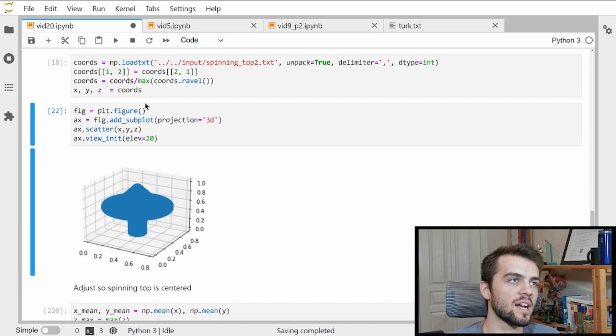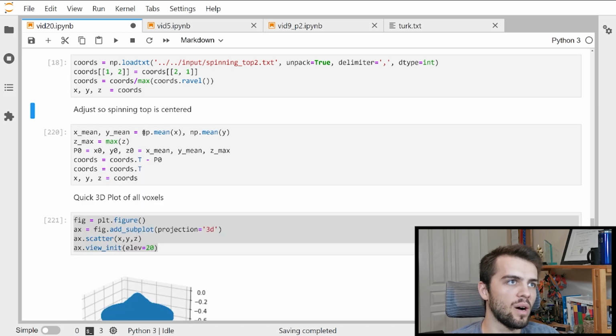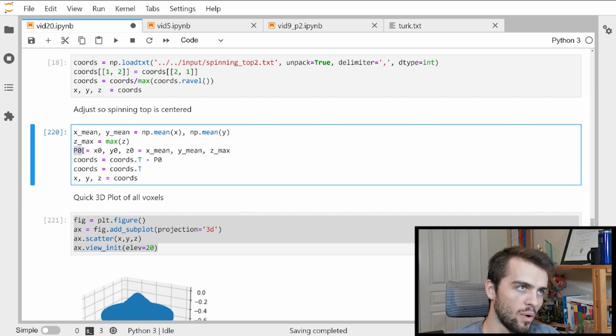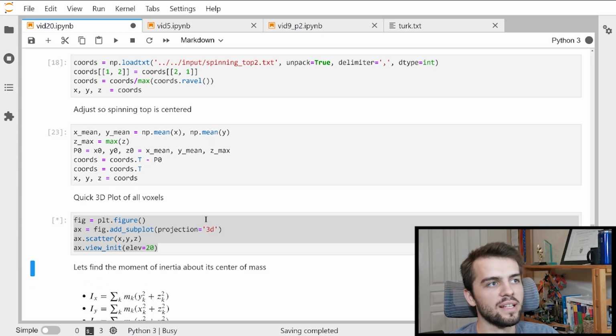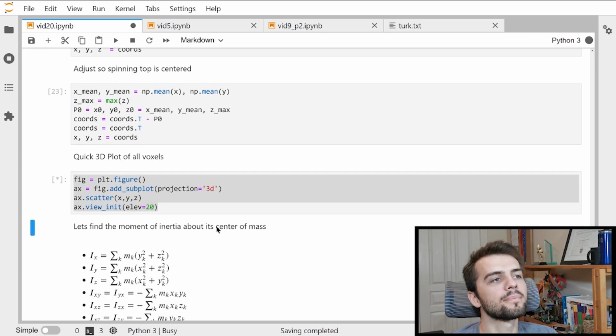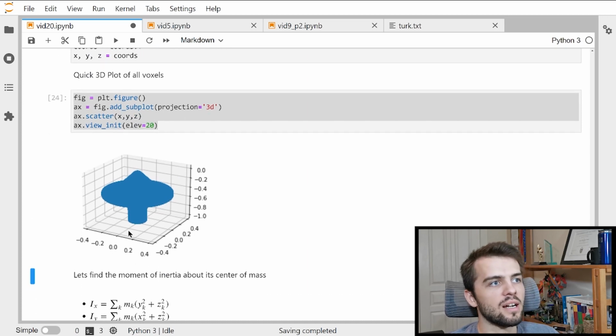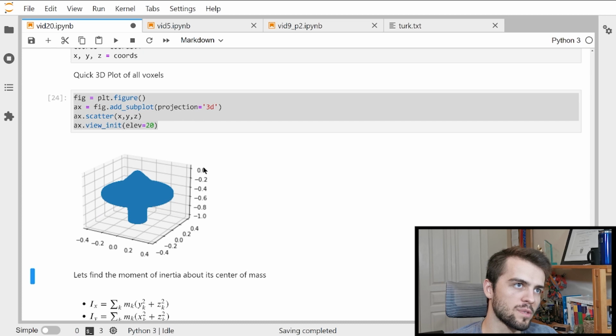So I make some adjustments to x, y, z by taking the mean of x and y and the max of z, and I create this point here. I take all my coordinates together and subtract this point. So I'm shifting the spinning top to a new centered location. Again, think about this for a little bit. I use the mean of x and y and the max for z, and I get new coordinates. And when I plot it like this, you can see that the center of my spinning top is at 0, 0, and the top of it corresponds to z equals 0.